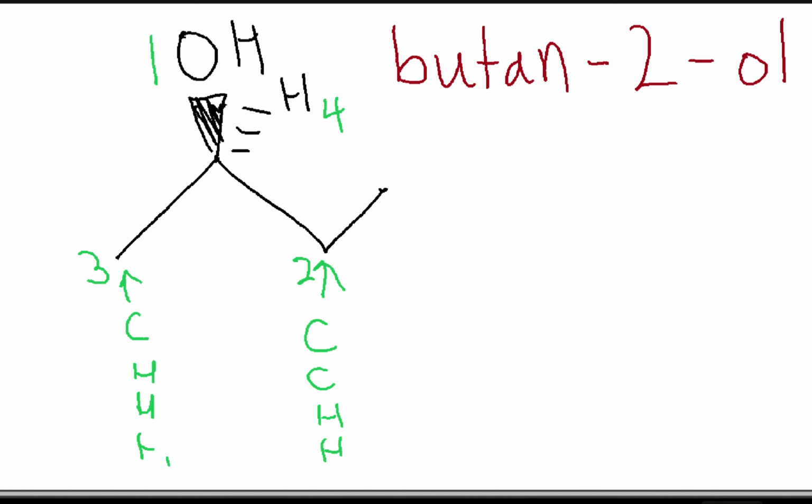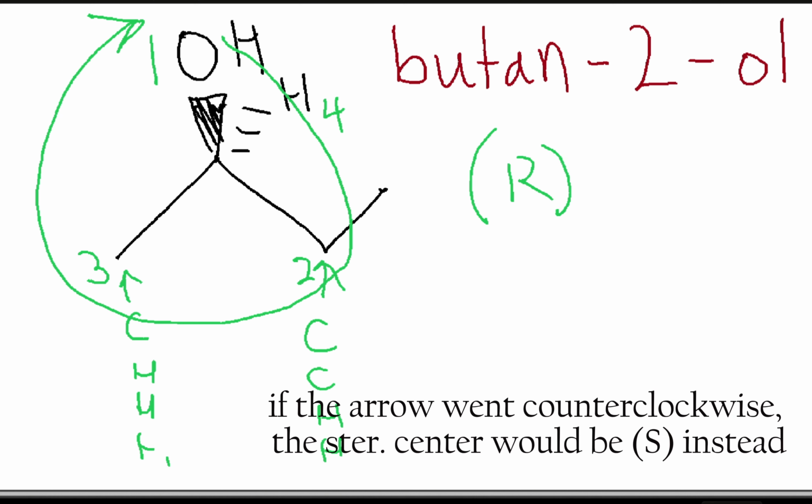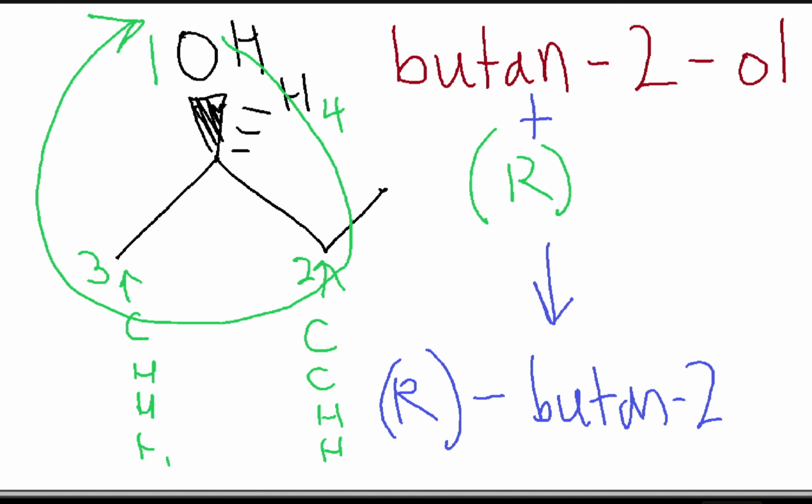Let's count from 1 to 2 to 3, either clockwise or anti-clockwise. If we draw the arrow, that's going clockwise. So this stereogenic center has R configuration. We can combine the two to make a new name, the real name, R-butan-2-ol.